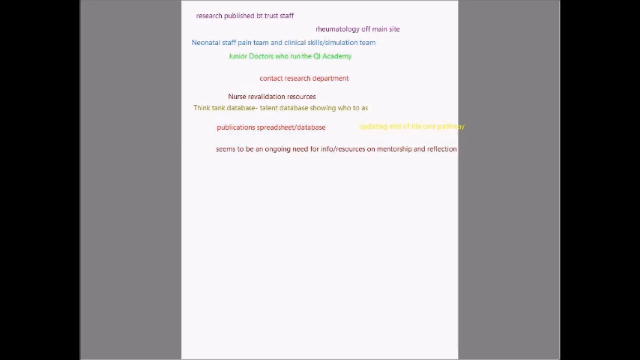Somebody's talking about a talent database, maybe showing who to approach, a sort of think tank, to help with things. So getting people in touch with people, as well as people in touch with organisational knowledge.